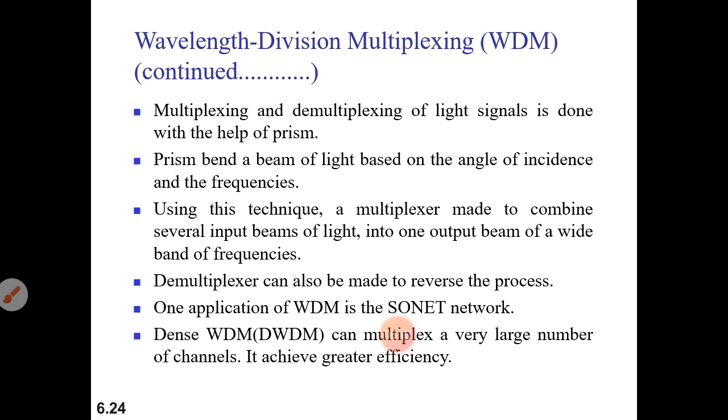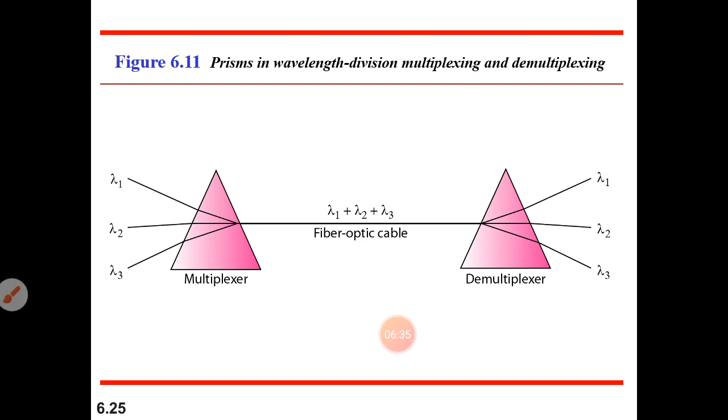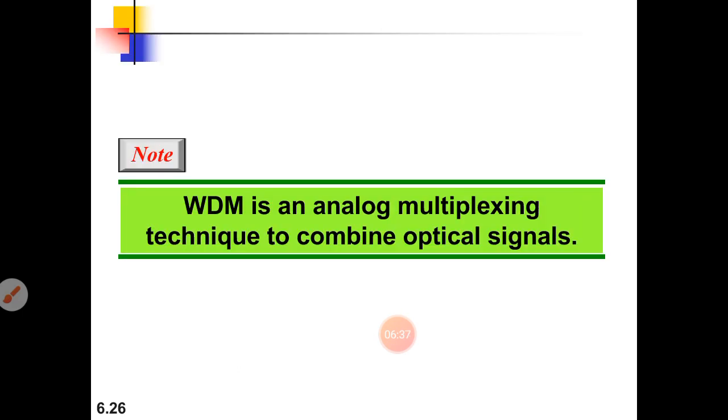The next point is that dense wavelength division multiplexing can multiplex a very large number of channels, and it achieves greater efficiency. Dense wavelength division multiplexing, as the name indicates, combines a large number of channels to achieve greater efficiency. So this is wavelength division multiplexing.